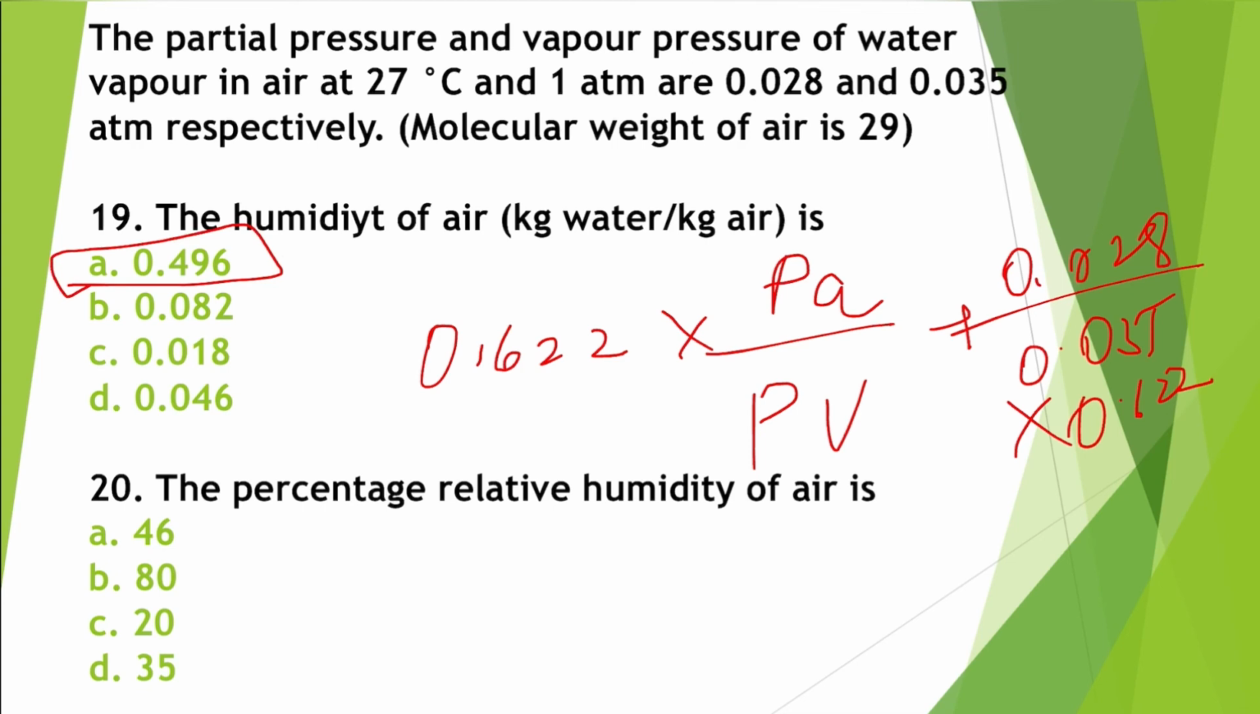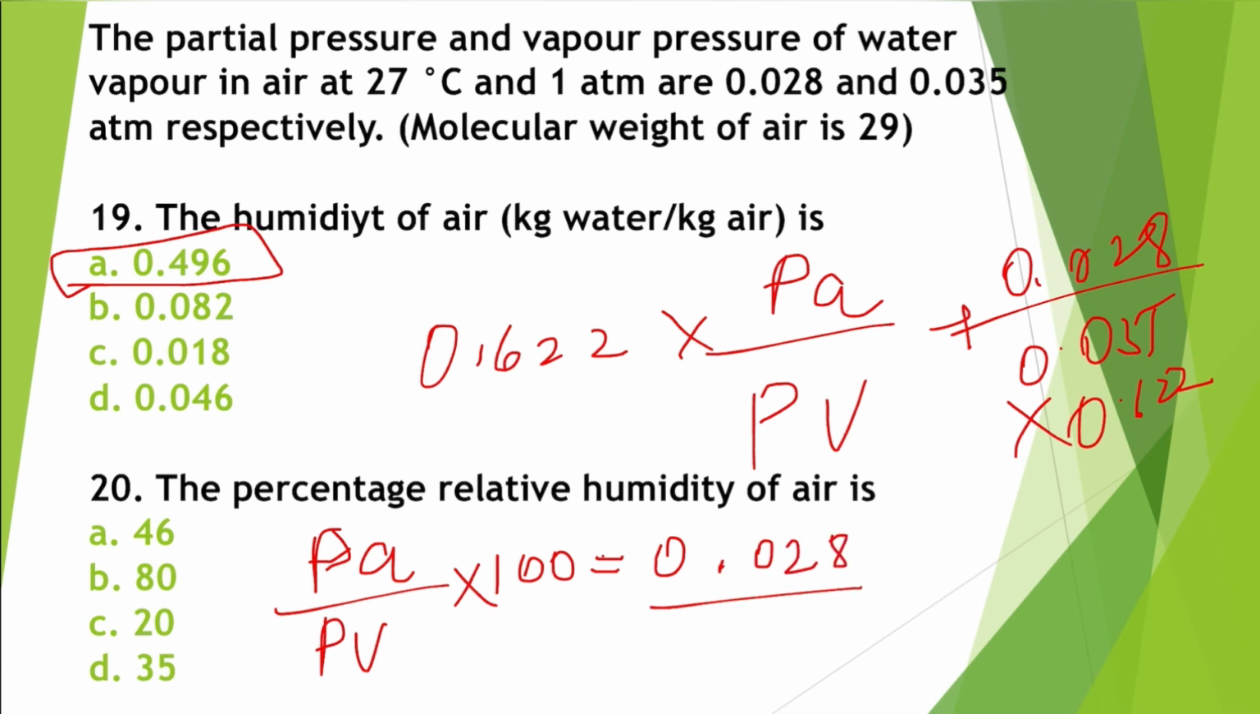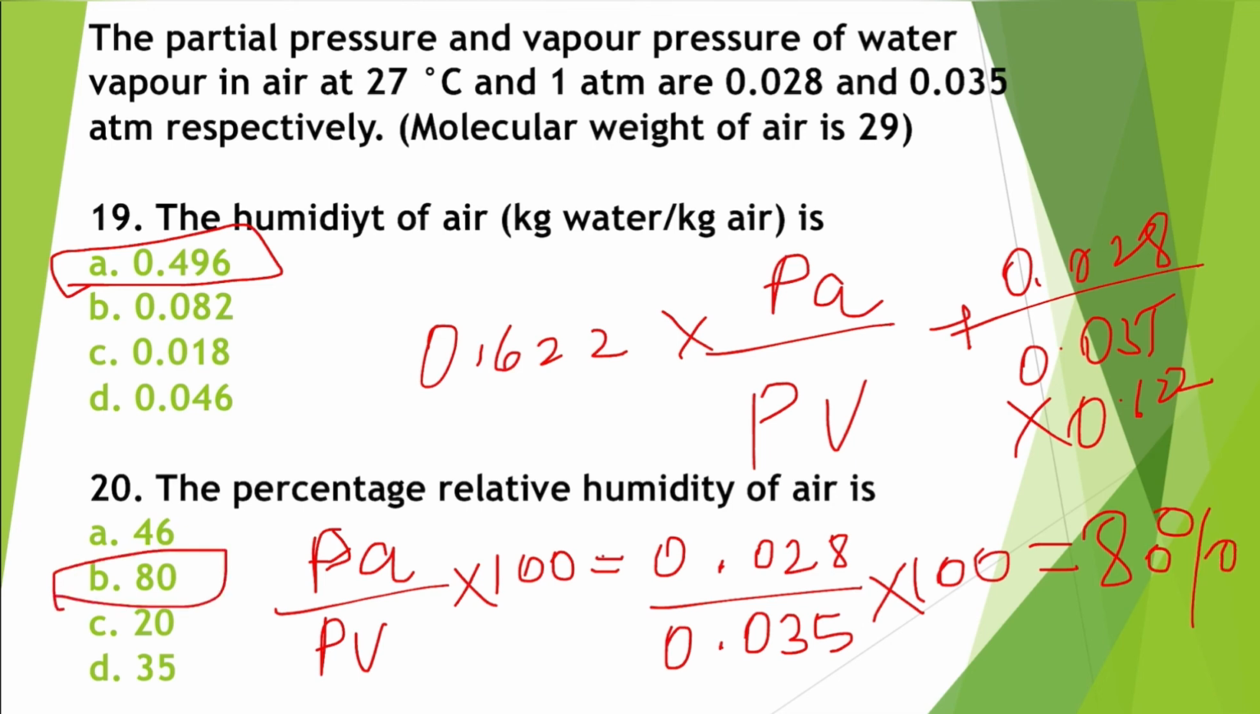Next, the percentage relative humidity of air is. For percentage relative humidity, we have a formula, that is PA upon PV into 100. So 0.028 upon 0.035 into 100. Your answer will be 80%. Okay, answer B is correct.